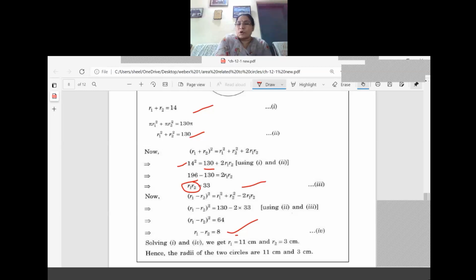Now I am not going to solve this one. You know the elimination method, substitution method, any method you can use, and we can solve the values for R1 and R2. So just to find out, R1 equal to 11 and R2 equal to 3 centimeter. So the radii of the two circles are 11 centimeter and 3 centimeter.